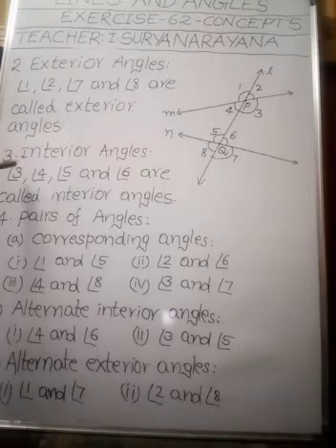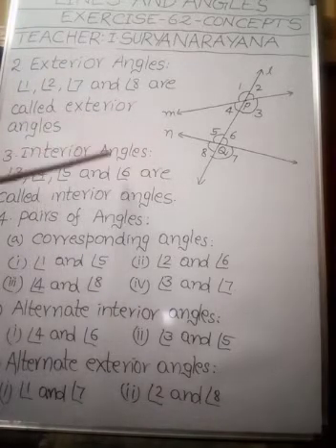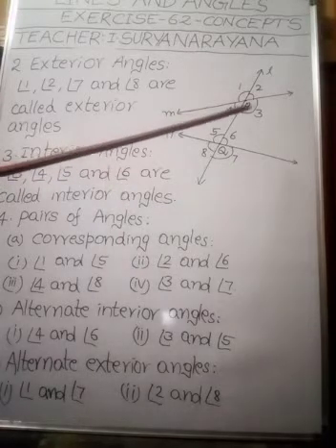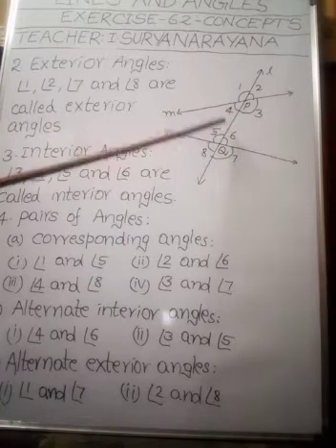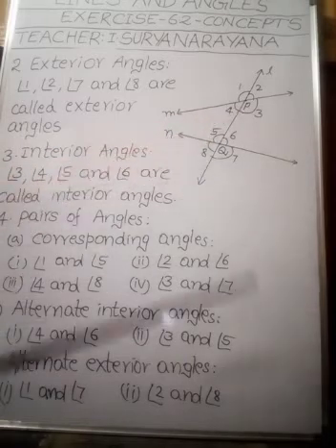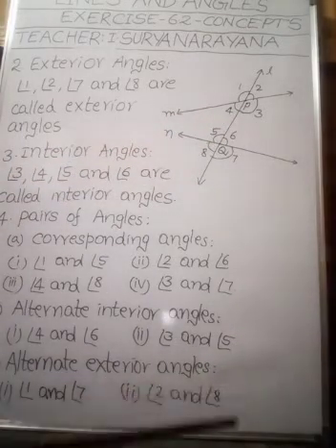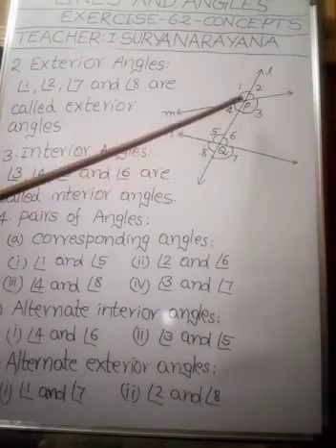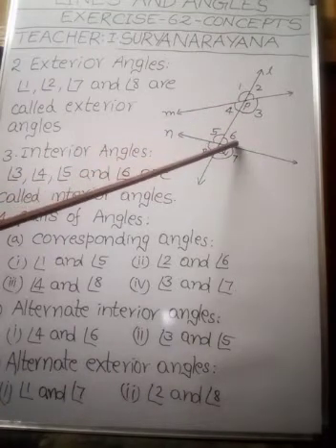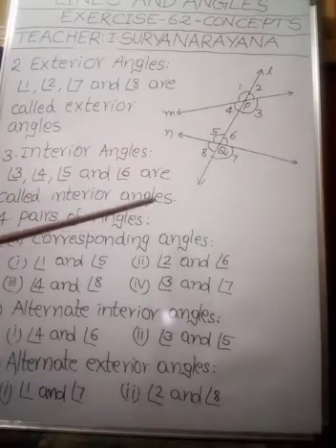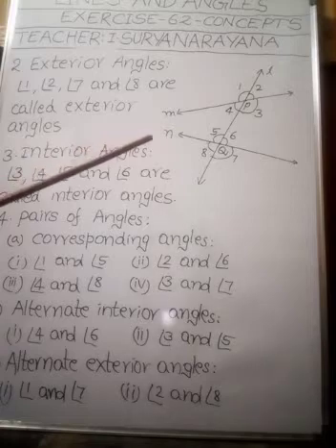Right. Now come to the next category, interior angles. Which angles are said to be interior angles? Angle 3, angle 4, angle 5 and angle 6. All these four angles are said to be interior angles. Can you identify the interior angles in this figure? Yes, angle 3, angle 4, angle 5 and angle 6. This is another category. Understood?